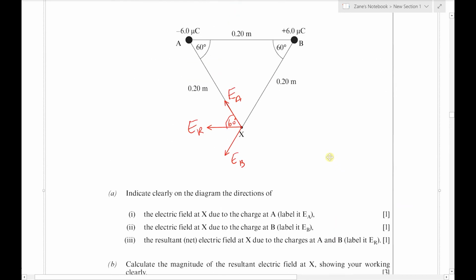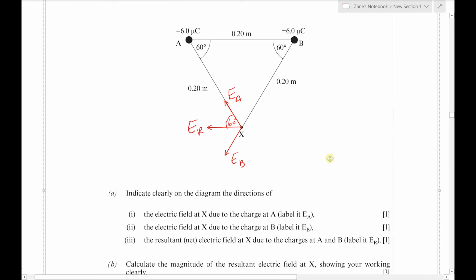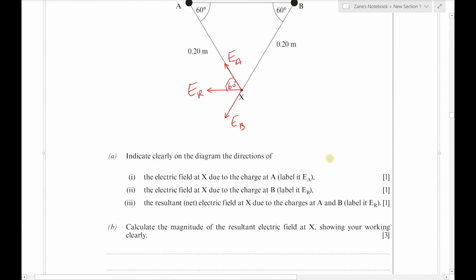So next, we're asked to calculate the magnitude of the resultant electric field at X, and we've got to show all our workings clearly. So let's first of all just calculate one of the fields, either EA or EB. They're going to be numerically equal to each other. So the formula for the field is 1/4 pi epsilon naught Q over R squared. 1/4 pi epsilon naught is 9 times 10 to the 9.